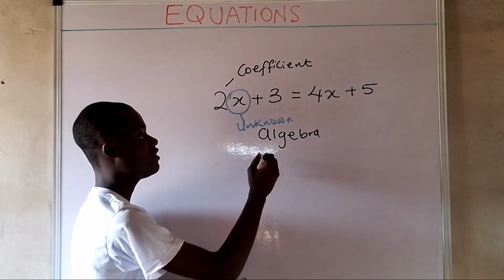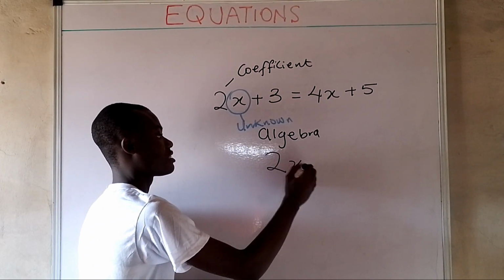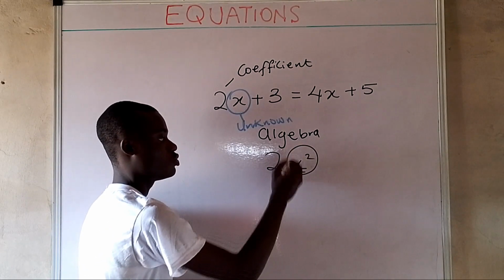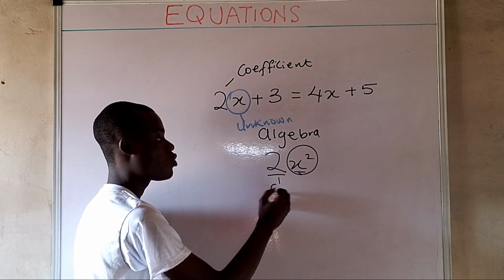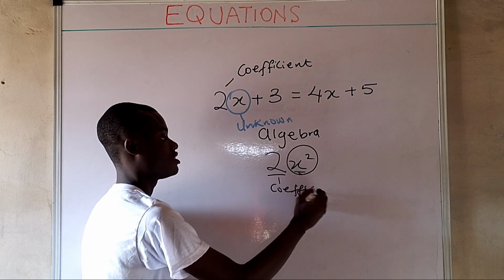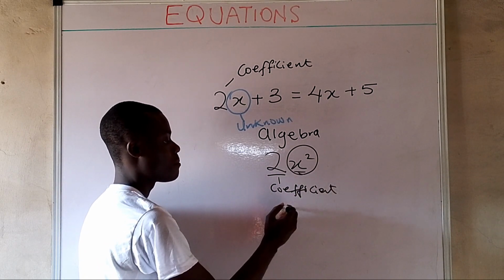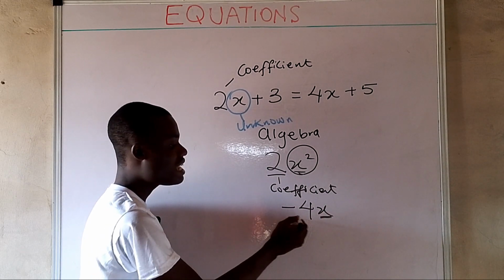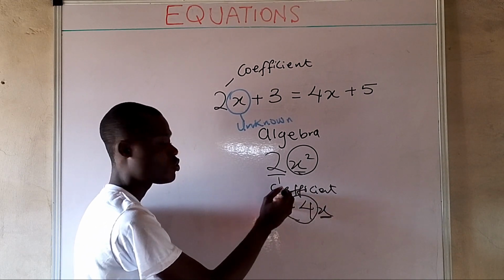In an exam, we could be given something like 2x squared, for example. Now, x is the unknown, 2 is the coefficient. We could be given minus 4x. x is the unknown. Then minus 4 is the coefficient.